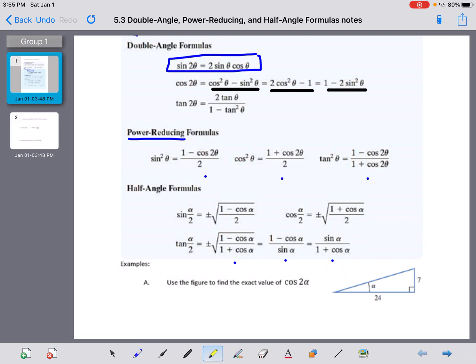One thing I do want to point out is the plus or minus in front of it. You choose the plus or minus that goes with the values you're working with. So it's super important to realize what you're working with as we work with those half angles.